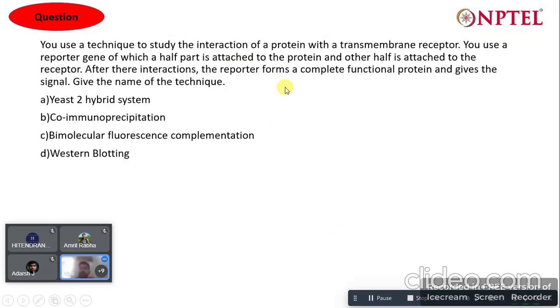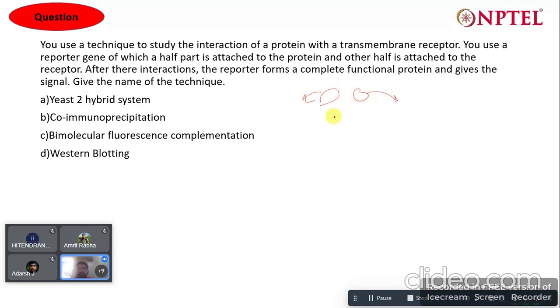Yeah, so you use a technique to study the interaction of a protein with a transmembrane receptor. So you use a reporter gene of which half part is attached to the protein and the other half is attached to the receptor. Okay, so here we are using a reporter gene, and half of that gene is attached to a protein A and half is attached to a protein B.